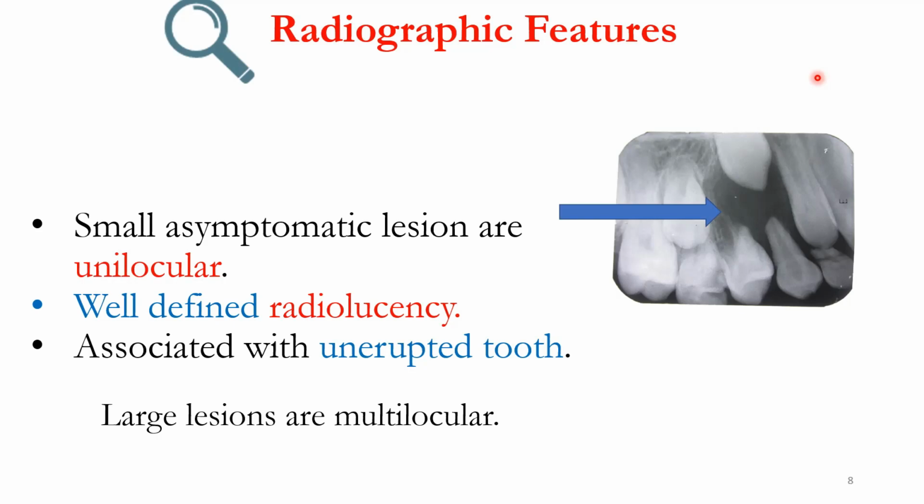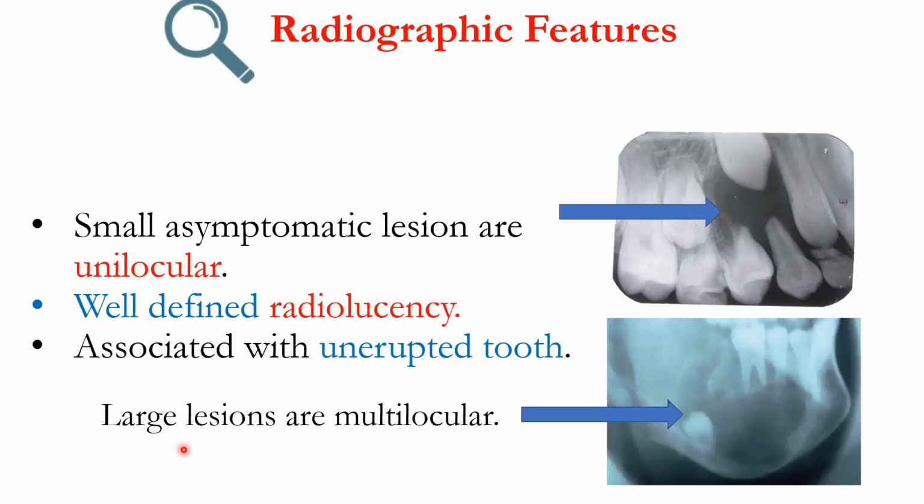I told you that the lesion is unilocular in this case because it is still small. They can also be multilocular when the lesions are pretty big in size, like here. So this is the impacted tooth, and the dentigerous cyst, as you can see, is quite big. It is involving almost the entire angle as well as the body of the mandible, and there are multiple locules. So this is a multilocular appearance.